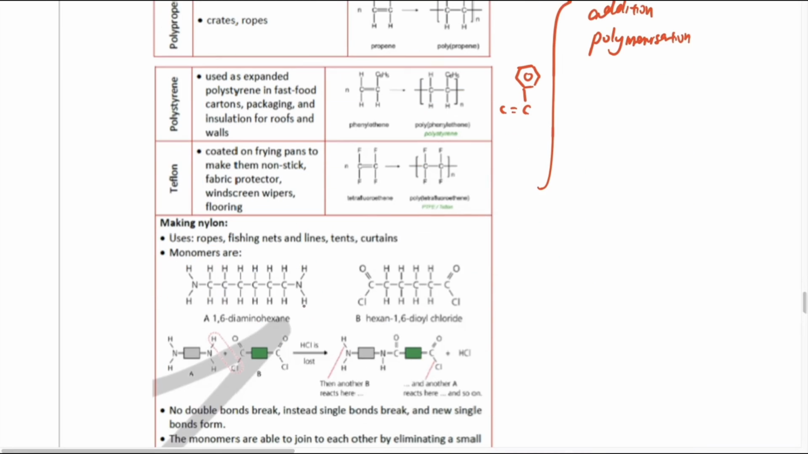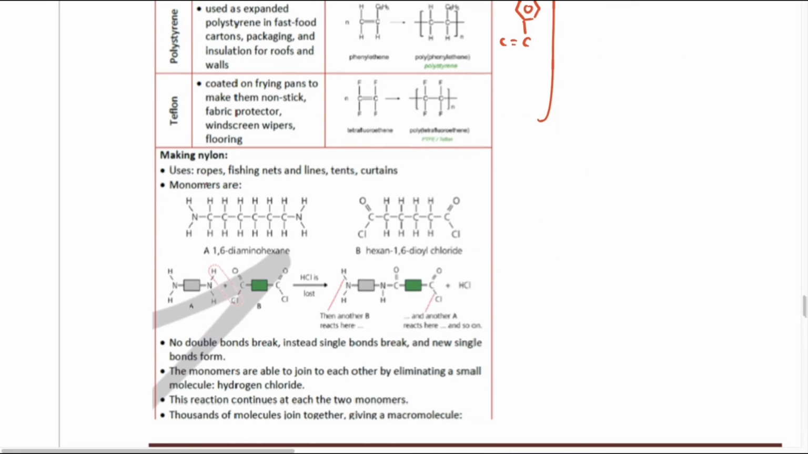So when it comes to this part, making nylon, this is not addition polymerization anymore. Nylon is used for ropes, fishing nets and lines, tents, curtains. Over here, the monomers for nylon, there are 2. The first one is 1,6-diaminohexane. Okay, so amino is this one. This is amino.